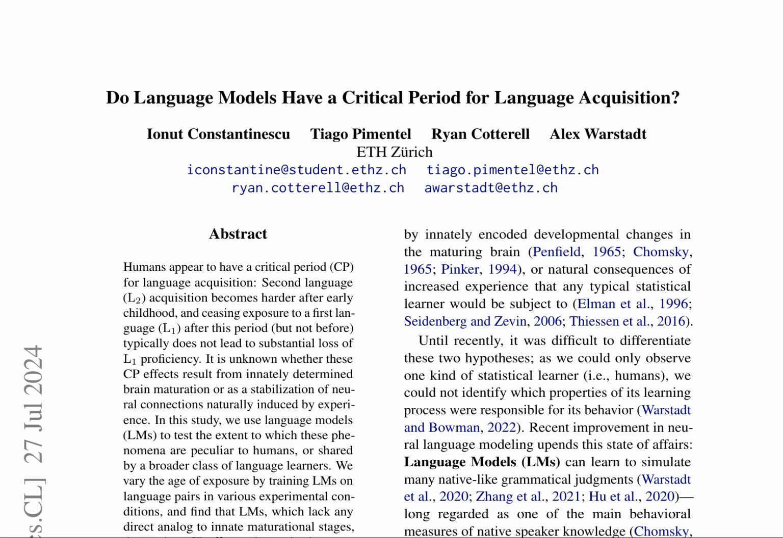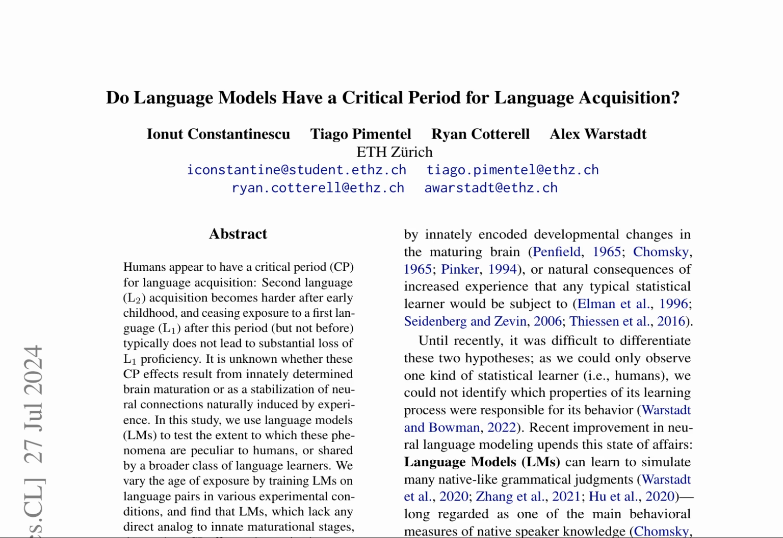Research has long been fascinated by the critical period hypothesis in human language acquisition, which suggests that second language acquisition becomes more challenging after early childhood, and ceasing exposure to a first language after this period does not lead to substantial loss of proficiency. A fundamental question arises. Is this phenomenon unique to humans or shared by language learners in general?